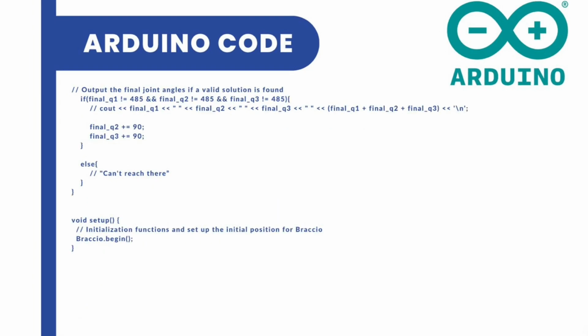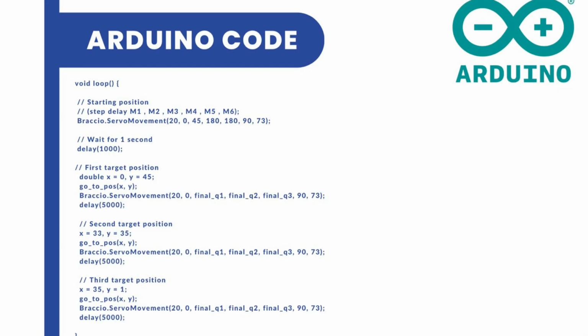So next is our loop function. In the loop function, first of all we provide a delay of 1 second. Then we provide the coordinates of the end effector. The first one is x equal to 0 and y equal to 45. Now we call the go to position function, and then we give a delay of 5 seconds.